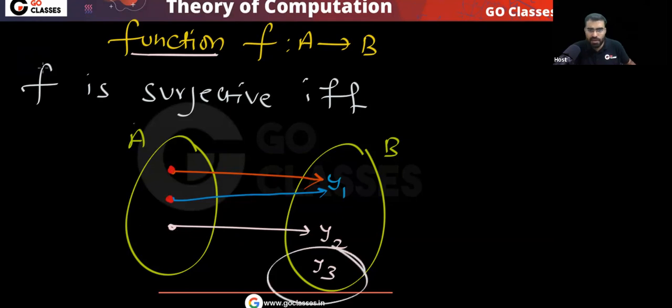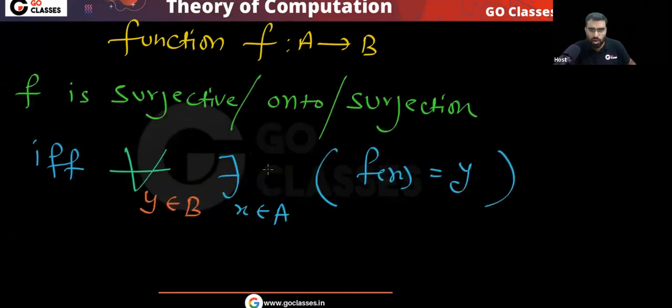Surjective means every element of codomain must be covered. Okay, so this is the idea of a surjective function. I can say for every element y of codomain, there should be at least one element in the domain whose image is y. So this is the simple idea. This is the definition of a surjective function.